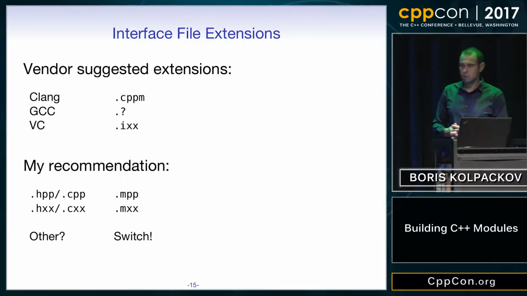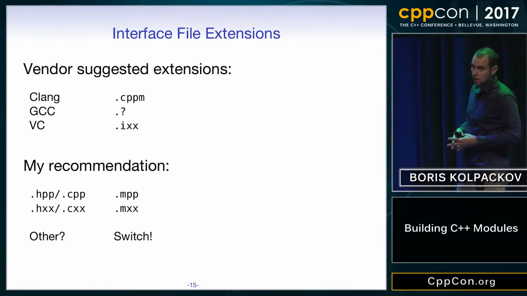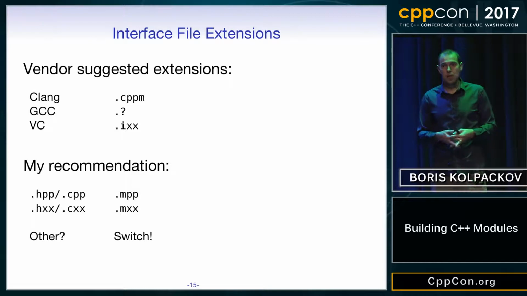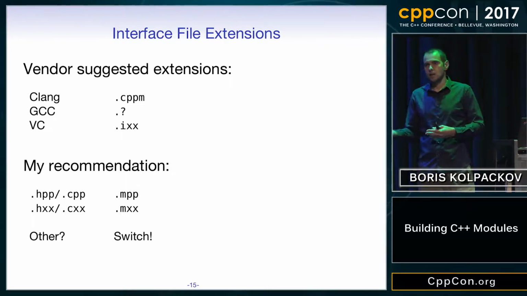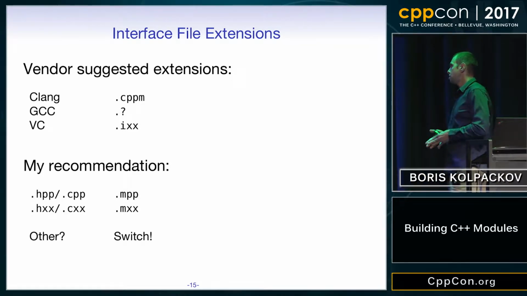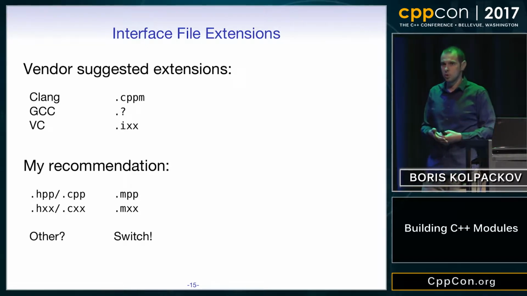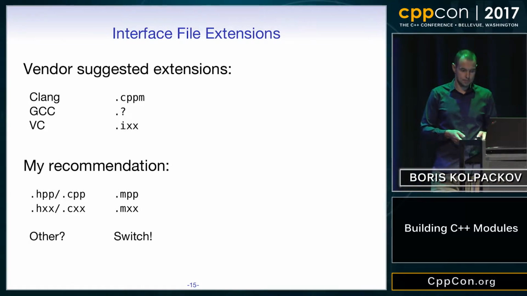So my recommendation would be, if you are following the HPP, CPP naming scheme, like Boost, for example, then the natural choice would be MPP. Another popular scheme is HXX, CXX, then use MXX. And if you're using something else, perhaps now, when you're switching to modules, is a good time to also switch to one of these two naming schemes.